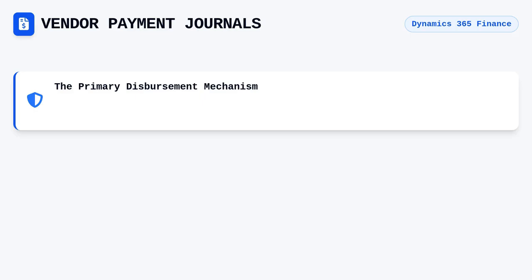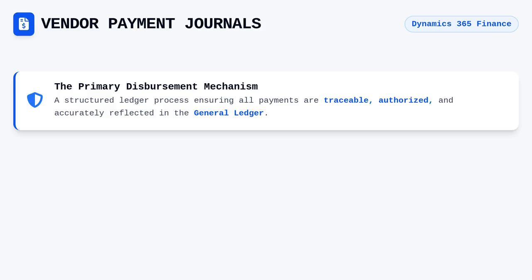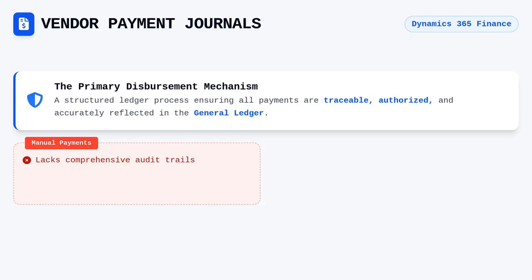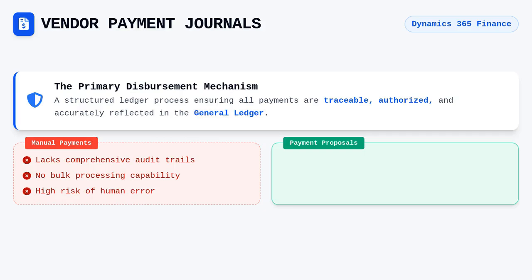In Dynamics 365 Finance, the vendor payment journal serves as the primary mechanism for executing disbursements against open vendor invoices. When we talk about these journals, we are referring to a structured ledger process that ensures all payments are traceable, authorized, and accurately reflected in the general ledger. Unlike simple manual payments, which lack the audit trail and bulk processing capabilities required by modern enterprises, the payment journal allows for the use of payment proposals.